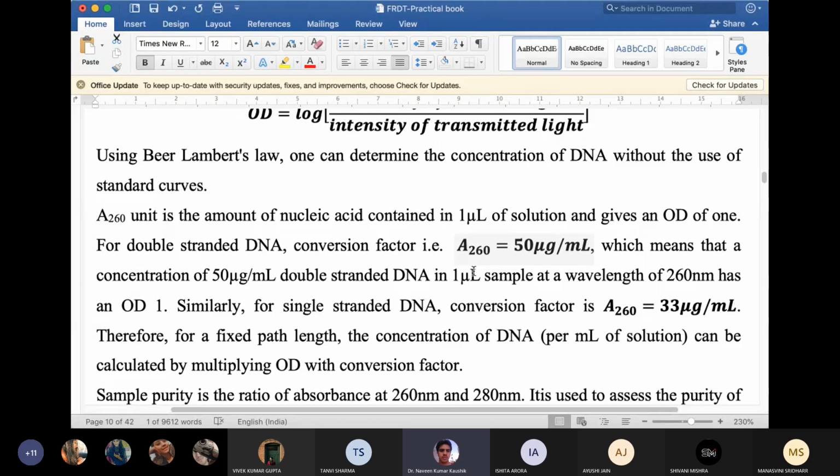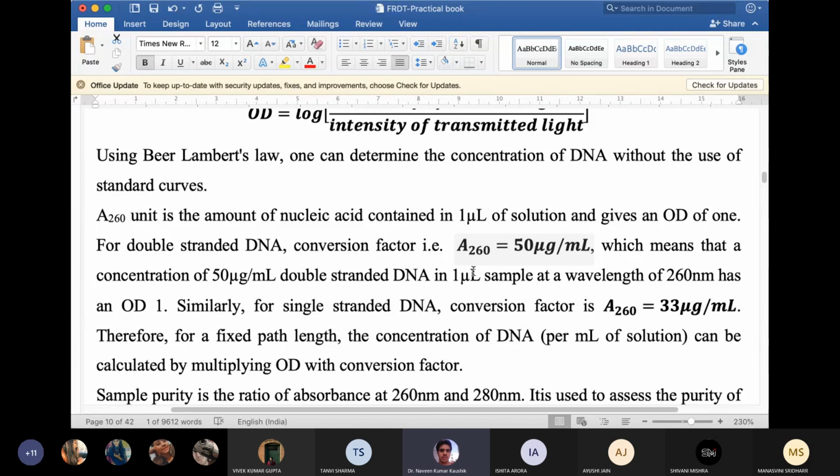So simply, using Beer-Lambert's law, you don't need any standard curve, just finding the absorption, on that basis you can calculate. If you have an OD of 1 at 260 nanometers, that means your DNA sample has a concentration of 50 micrograms per milliliter. Depending on how much volume you have, you can calculate it. And if you are getting an absorbance of 0.5 instead of 1, you simply multiply 0.5 by 50, which means 25 micrograms per ml of your DNA is there.